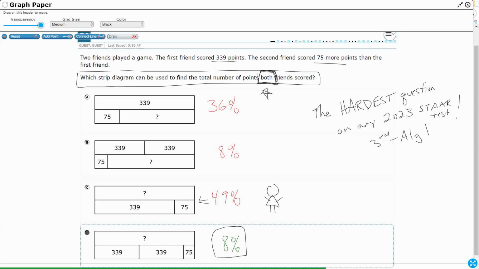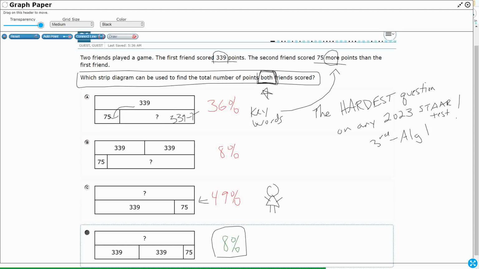Now, 36% chose A, right? So these students were probably looking at keywords. Okay, so I got 339 and more, and their teacher told them, oh, how many more, right? How many more always means you're comparing and subtract. Well, typically it does, but it doesn't say how many more. But they just looked at that word more and probably said, oh, this looks like a subtraction, which it is. All right, you do your 339 minus 75, but that doesn't work.